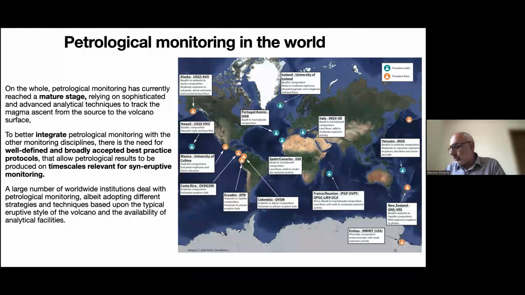So, to arrive at the work done recently, in general petrological monitoring has reached a very mature stage in recent times because it can rely on sophisticated advanced analytical techniques. To improve this, and to have integration with other disciplines, we tried to define a sort of best practice protocol in order to have good interaction with the other monitoring disciplines.